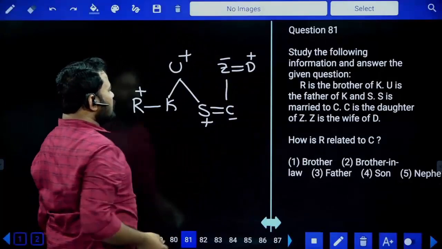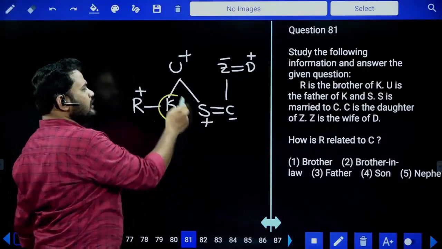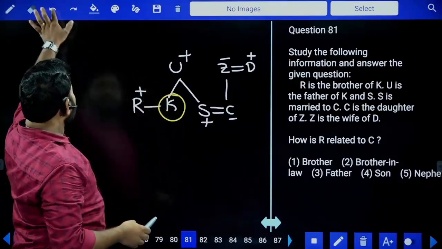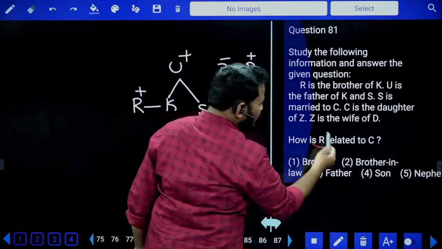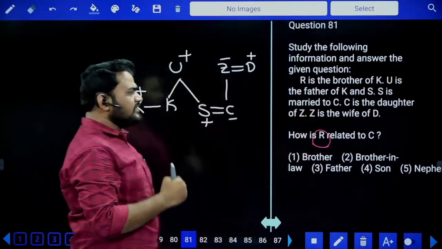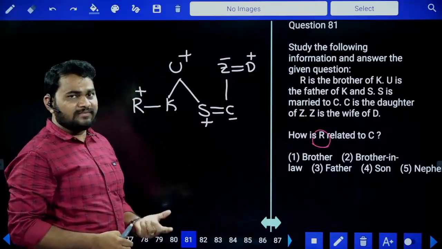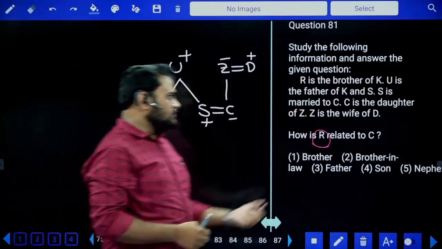So everything is completed except gender for K. K's gender has not been mentioned. Then the given question is: how is R related to C? They are asking about R. How is R related to C? To C.